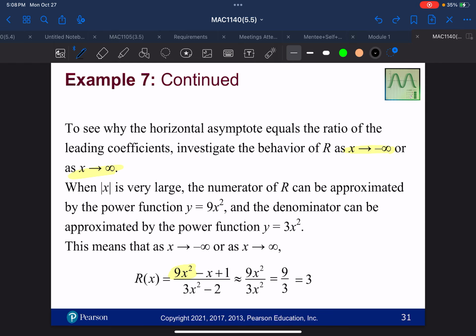And then on the bottom, as x gets very large or very small, negative infinity or positive infinity, again, the -2 here will not matter. So the end behavior of this graph will go towards just the ratio of the leading terms. And since the degrees are the same, x squared divided by x squared is just 9/3, which is 3. So the end behavior of this graph should be going towards the y value of 3. And that's why we have a horizontal asymptote.